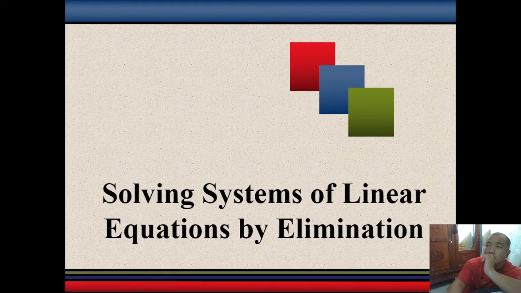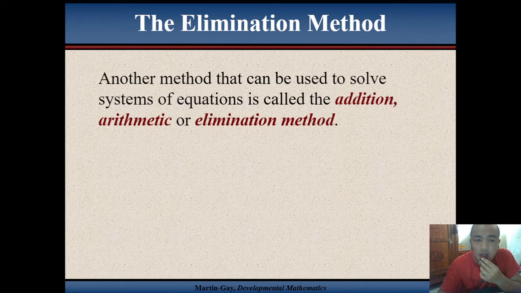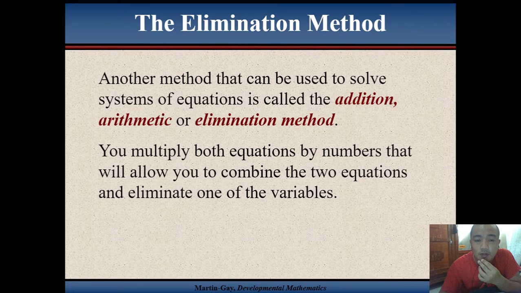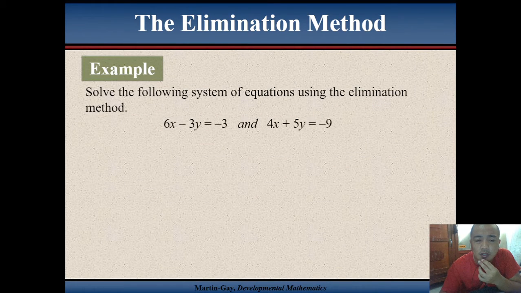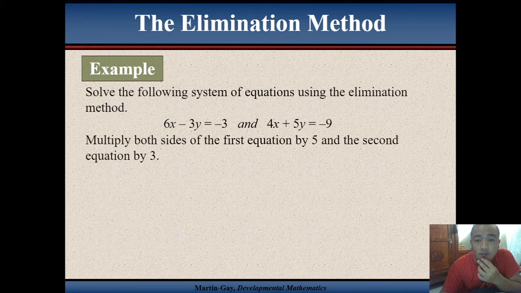So we're now through with the graphical method and the substitution method. Let's go now to the elimination method, solving systems of linear equations by elimination. Another method that can be used to solve systems of equations is called the addition, arithmetic, or elimination method. So you multiply both equations by the numbers that will allow you to combine the two equations and eliminate one of the variables. Solve the following system of equations using the elimination method: 6x minus 3y equals negative 3 and 4x plus 5y equals negative 9.